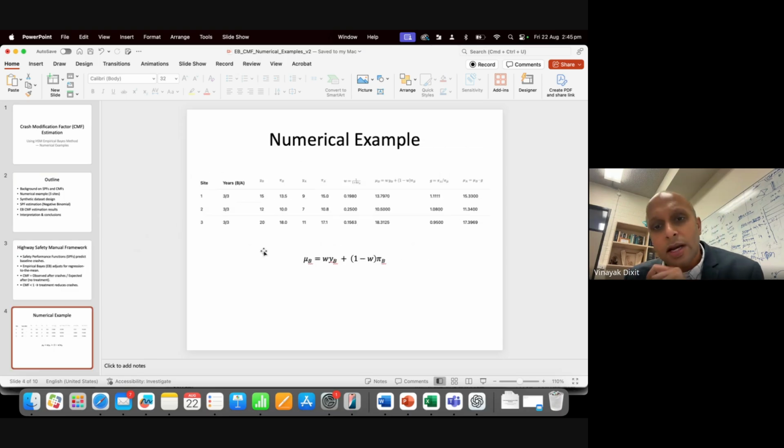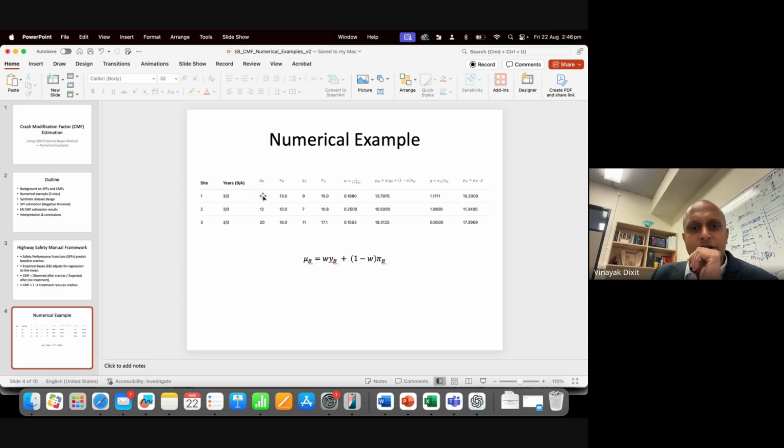Now, one of the things we have done is we have a safety performance function for each of these sites. Based on that safety performance function, what we have identified is what is the predicted. So this is the before. These are what we had observed before.